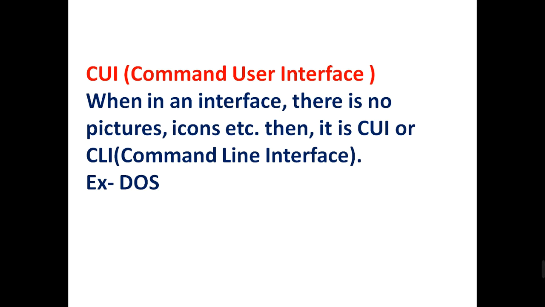Now the next one is CUI, means command user interface. In this type of interface you cannot find any graphics, no color, no icon, no boxes. You cannot even use your mouse there. Every time you will need a keyboard to type your command to do any operation. It is also known as CLI, means command line interface. For example, DOS. DOS here means disk operating system. I will show this DOS in this video after some time.